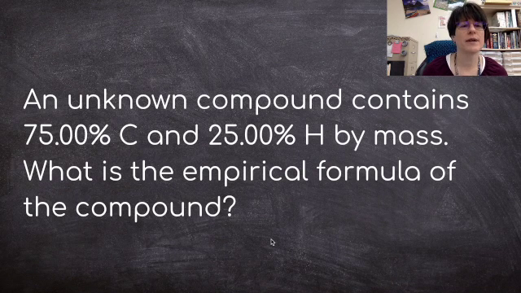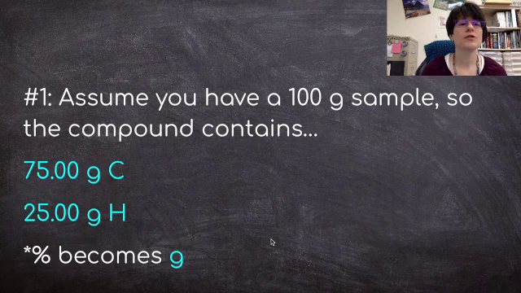A question might be, an unknown compound contains 75% carbon and 25% hydrogen by mass. What is the empirical formula of the compound? So the first step is we will assume that you have a 100-gram sample. So the compound contains 75 grams of carbon and 25 grams of hydrogen. For this step, we simply change the percentage to grams. Percentage becomes grams.